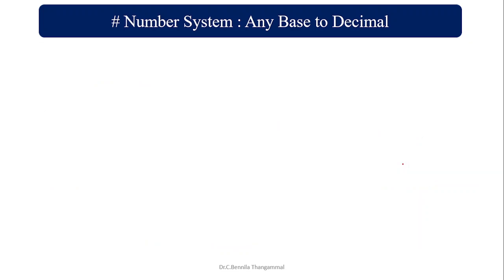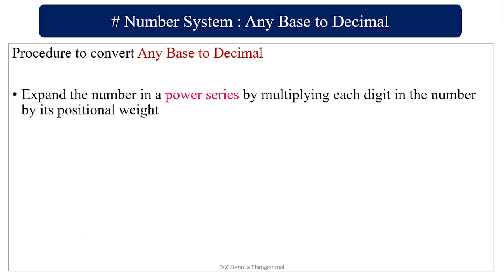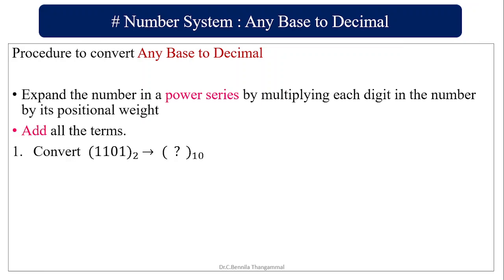Now we are going to see the procedure of how to convert any base to decimal. First, expand the number in a power series by multiplying each digit in the number by its positional weight, and add all the terms. We'll have an example for this one. Convert this binary 1101 into a decimal. So expand this in the power series.